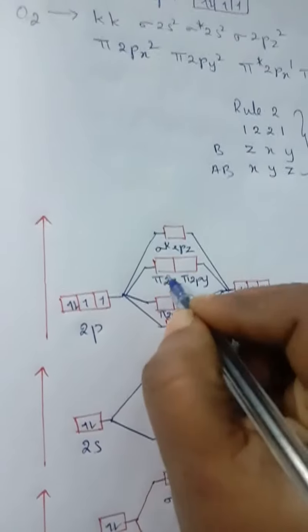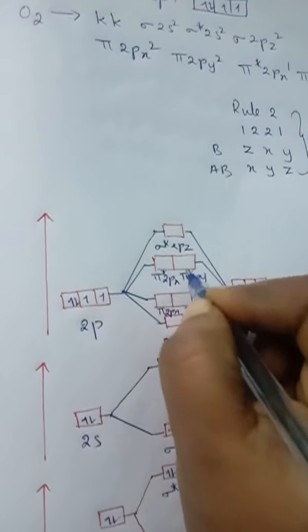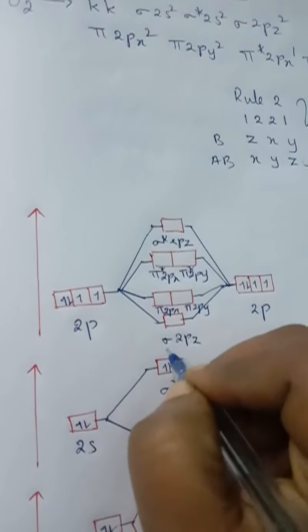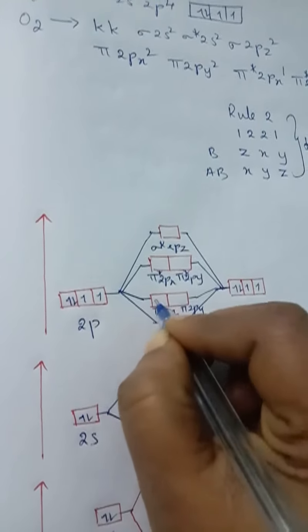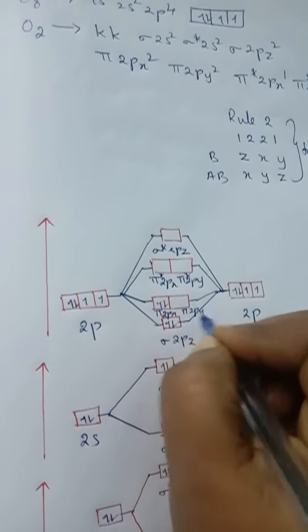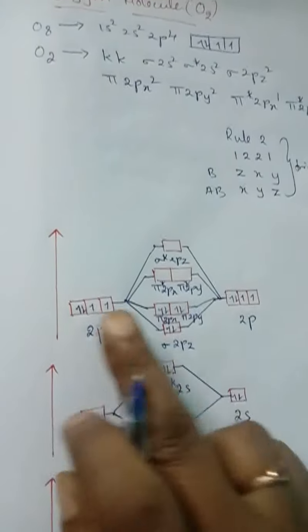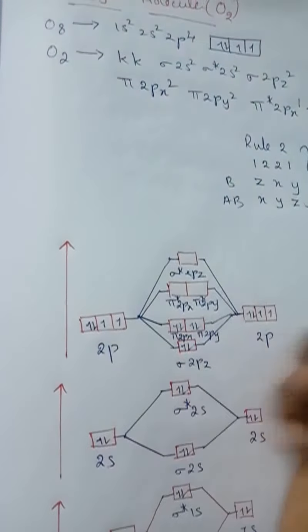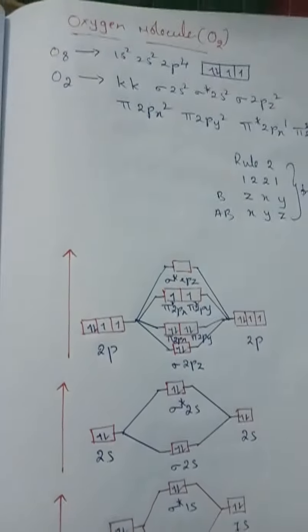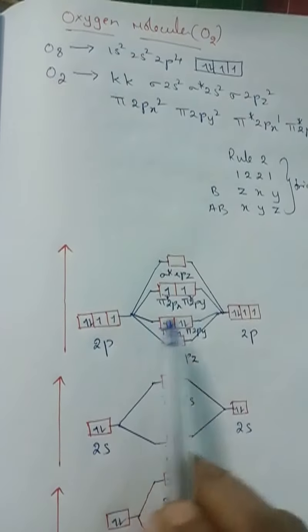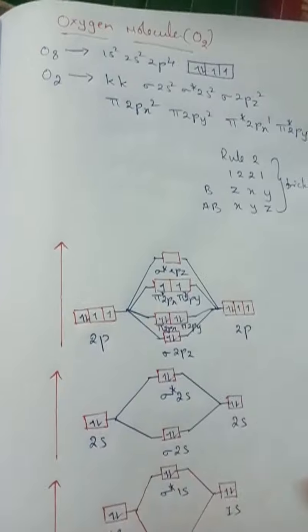And these are anti-bonding, no? I forgot to draw the star. This is the star mark. So arrange in sigma 2pz, 2 electrons are present, in pi 2px, 2 electrons, and in pi 2py, 2 electrons are present. Total 6 electrons are completed, and the remaining ones will be present in the pi star 2px and pi star 2py orbitals, one each.